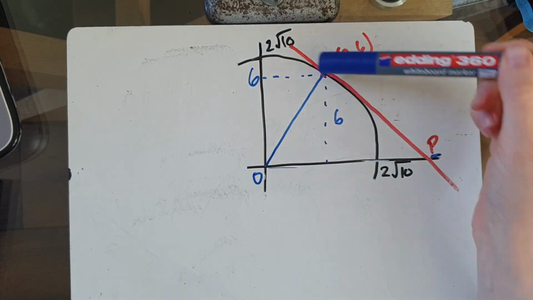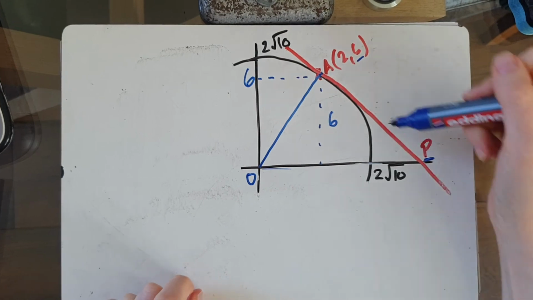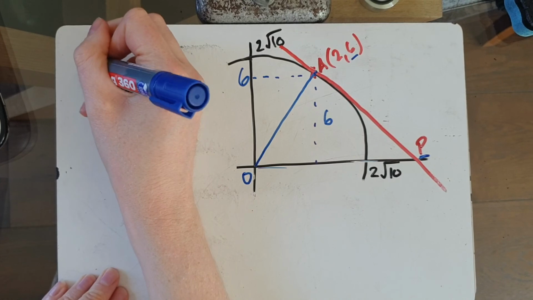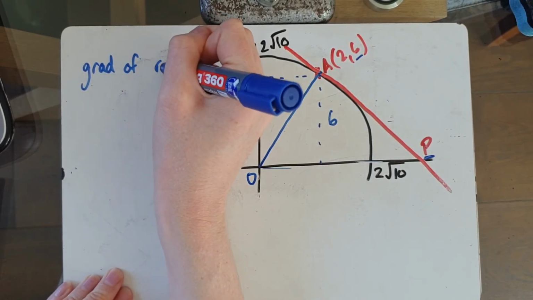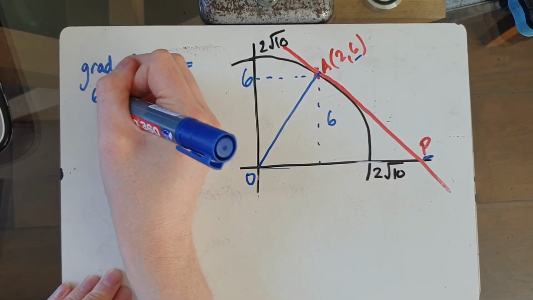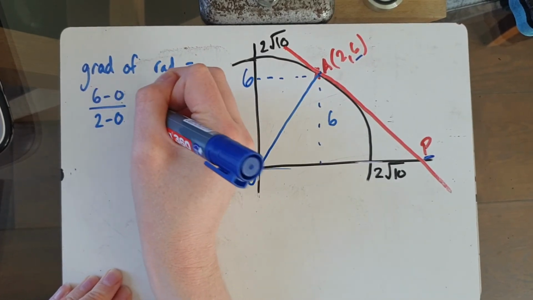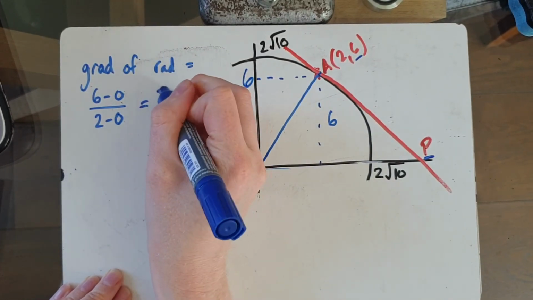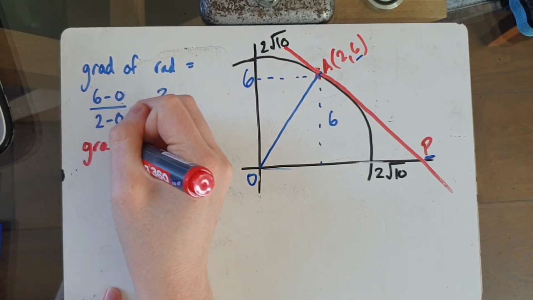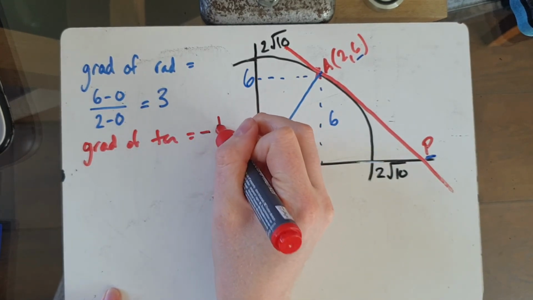So to find the equation of this tangent, I'm going to do the same as I did last time. I need to find the gradient of this tangent, which is the negative reciprocal of the gradient of the radius. So the gradient of the radius is going to be change in y, 6 minus 0, over change in x, 2 minus 0. So 6 over 2, so it is 3. Which means that the gradient of the tangent is going to be the negative reciprocal, so it's going to be negative 1 over 3.